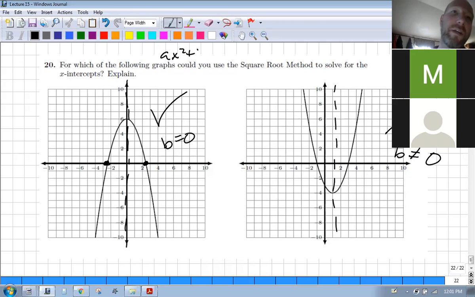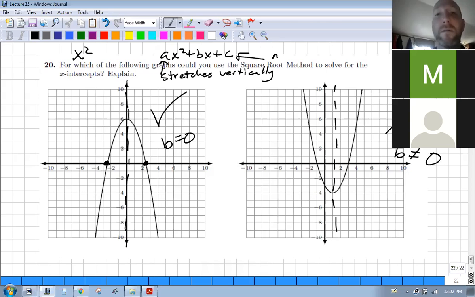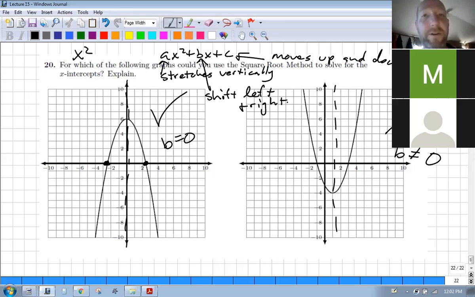Ax squared plus bx plus c. All right. Compared to x squared, the a stretches vertically. The c moves up and down. The b is going to shift left and right. All right. So for the graph, if you're going to use the square root method, b has to be 0, which means it has to be symmetric about the y-axis.